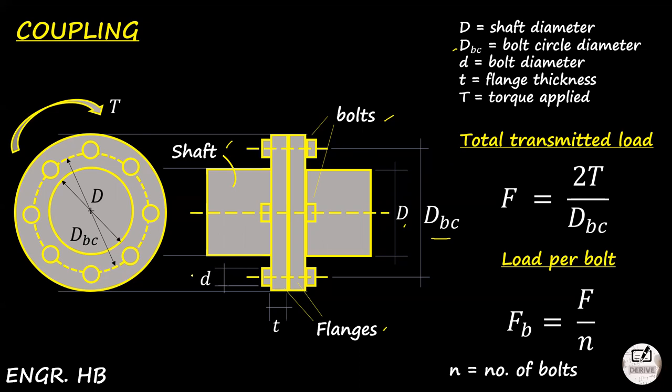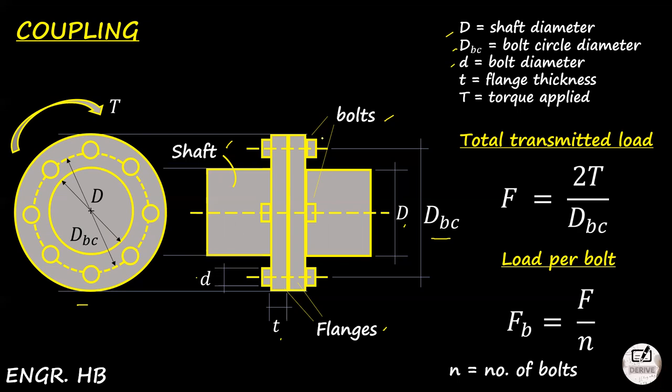And the third diameter that will be involved, so pangalawa si shaft diameter, una si bolt circle, pangatlo is itong small d which represents the bolt diameter. So si bolts ang ginamit to connect these two flanges. Si flanges nga pala ay may kapal na thickness. So mamaya madidiscuss siya kung ba't kailangan ng kapal. So okay, so this is the front view and this is the side view.